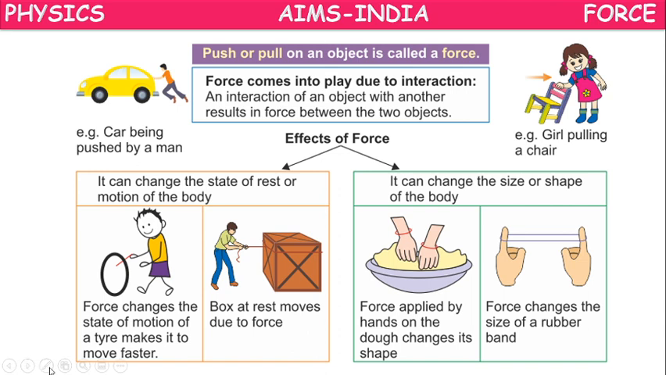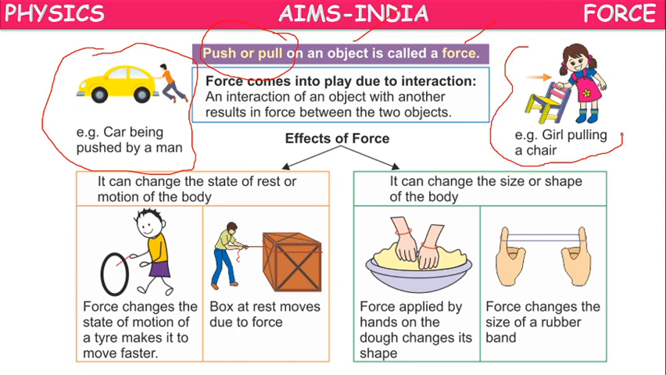So the push or pull on an object is called force. Like a car being pushed by the man is an example of force, because of which the car will move. A girl pulling the chair is an example of force, because of which the chair will move. Force comes into play due to interaction between the objects. Here, interaction between the car and person, interaction between the chair and girl. Because of the interaction of two objects, force comes into play.